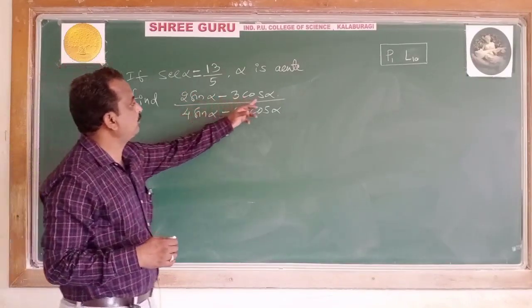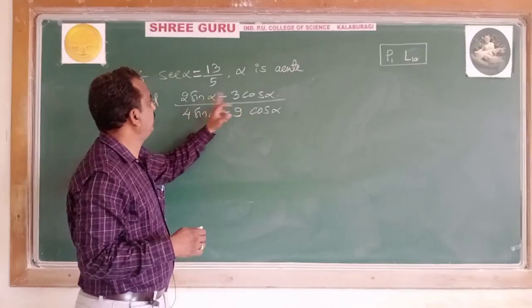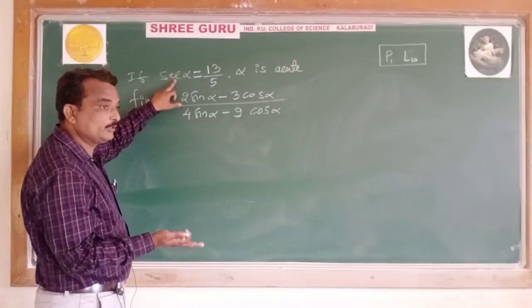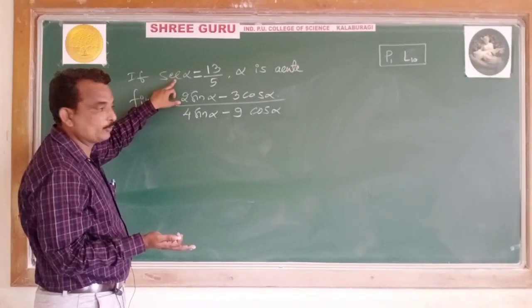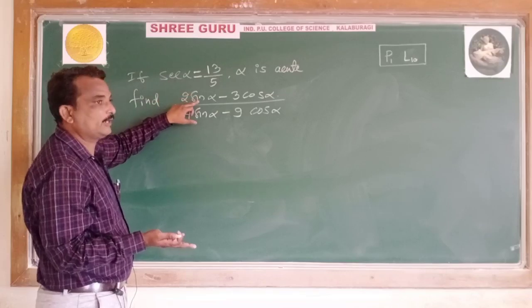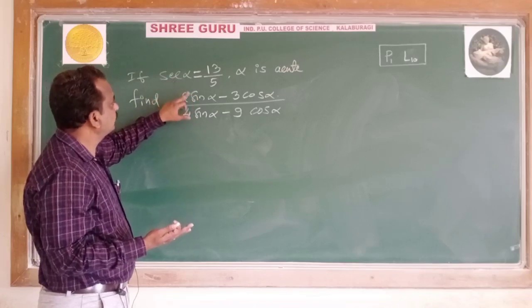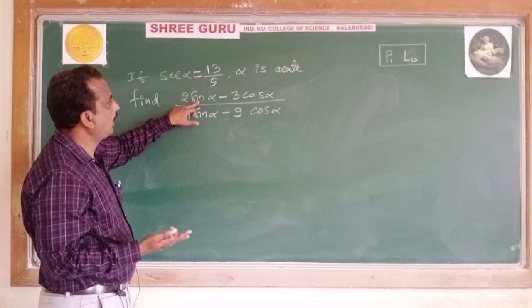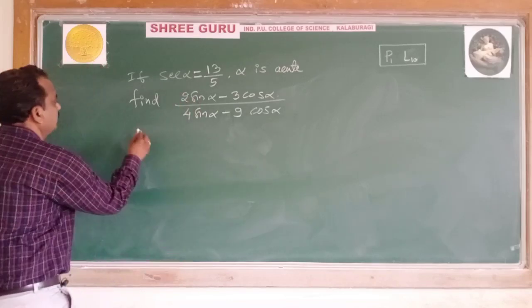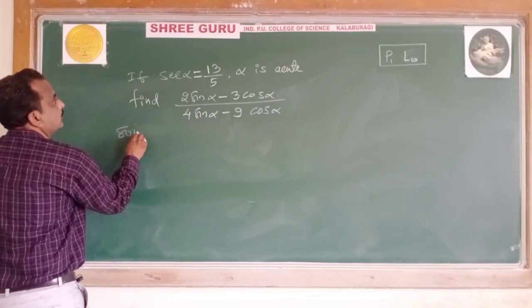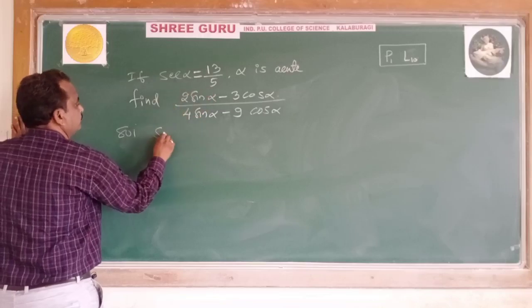So you need the values of sin and cos. Using sec you will get cos, the reciprocal of this value. After getting cos you may calculate sin also, either by using the identity or geometrically. See, solution: in the first quadrant all are positive.